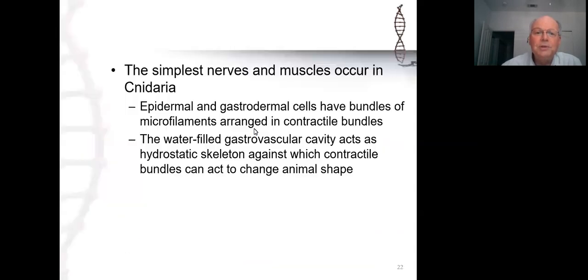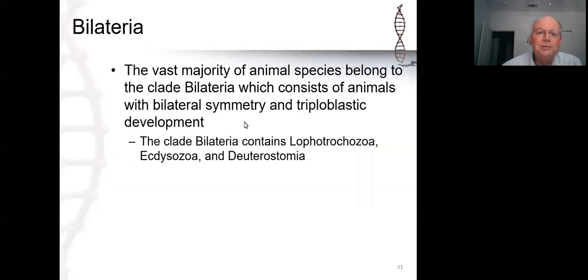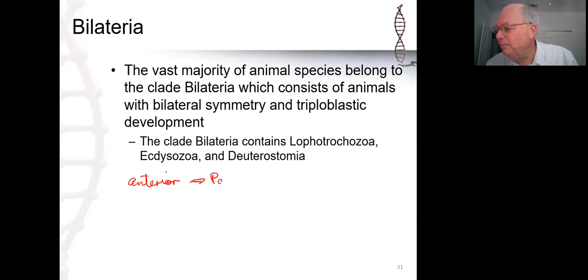So let's go onwards and take a look at the next group of animals that we need to pay attention to. So now we move from radial symmetry to bilateral symmetry. And remember, bilateral symmetry means that we have three axes. So just fire up the pen for a minute. So the three axes are anterior to posterior, and that's the axis that defines the bilateral symmetry.